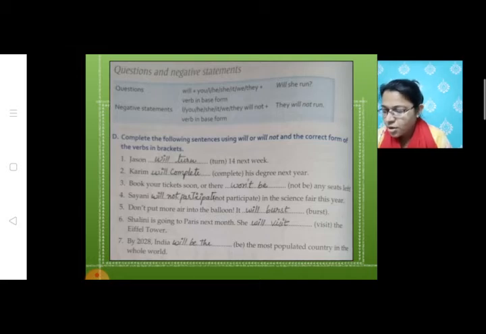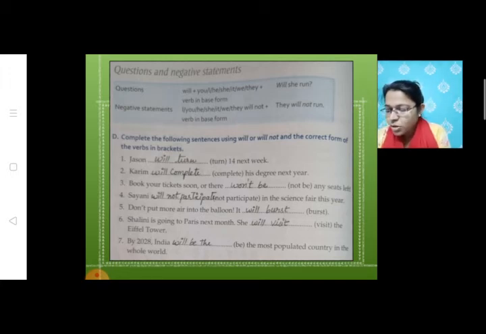Second one, Kareem dash complete his degree next year. So here he would be completing his degree next year. So it's a positive sentence, and so we will write Kareem will complete his degree next year.